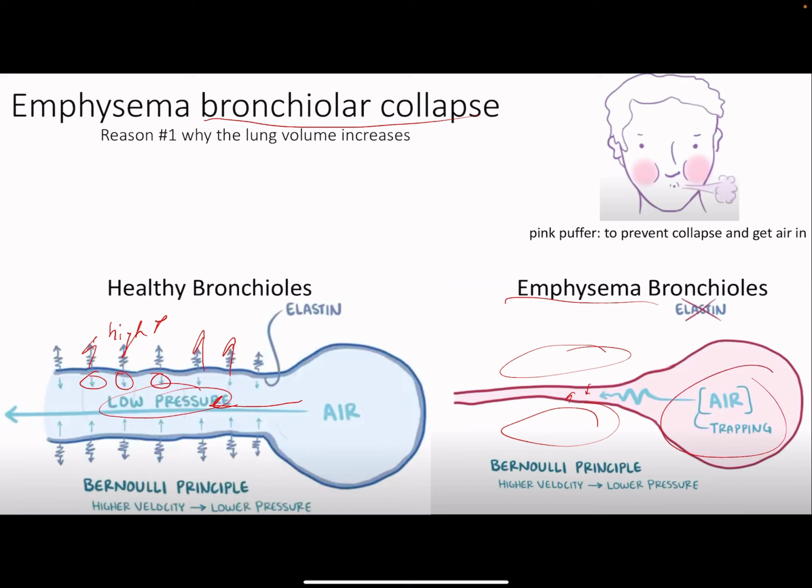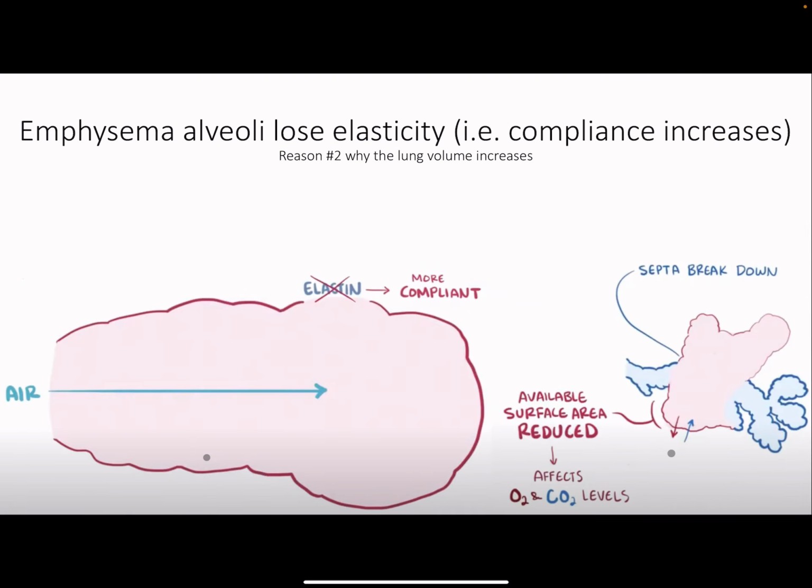If you collapse this, you trap air in here. This is air trapping, and this is one of the first reasons. People with emphysema are sometimes called pink puffers, and this is because breathing with pursed lips is going to increase the intra-alveolar pressure, which might be able to pop these open to allow air to get in and out.